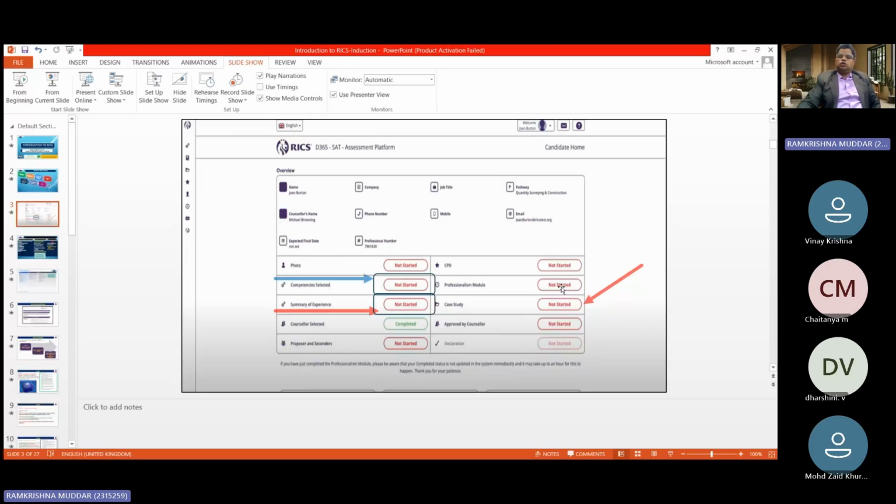There is a professional module. What is this professional module? There will be one ethics test which has unlimited attempts. Once we go through all the ethics competencies and once you write a summary of experience, you attend this, because this should be green. No, it's easy, it's not rocket science, it's a small thing.